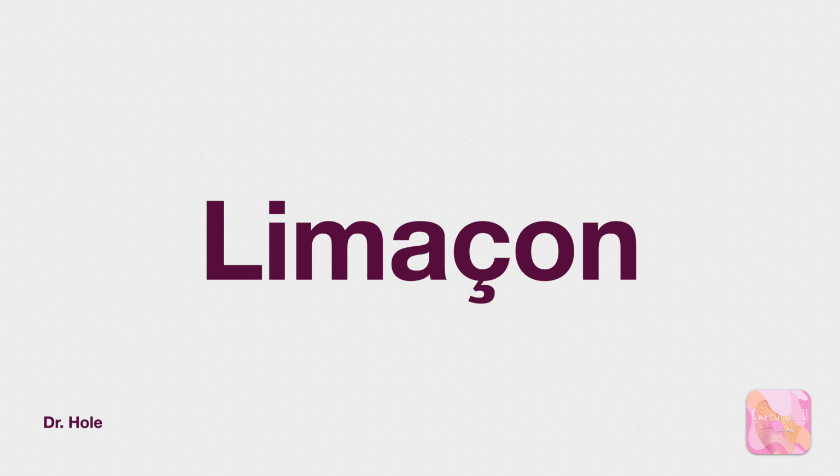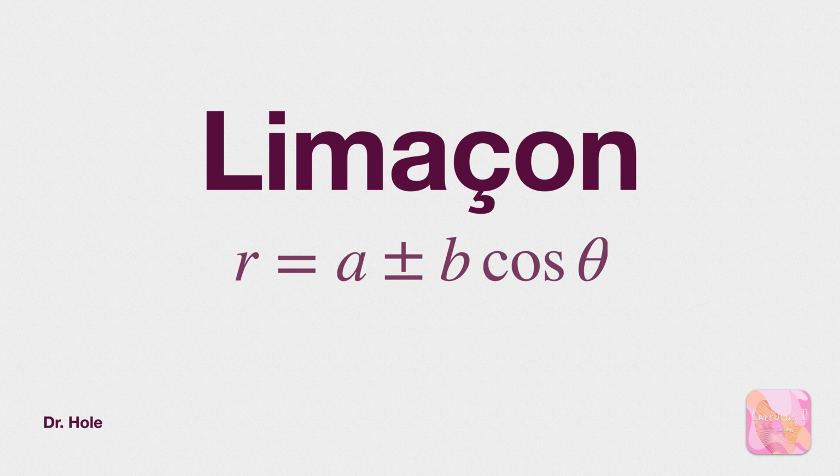All right. So polar curves, a particular type of polar curve is called a limacon. A limacon comes in 2 different flavors. A is a constant, like 1 or 2 or 5 or negative 7. B is likewise a constant. Cosine you recognize as the trig function. Theta, you know, is the independent polar variable. R is the dependent polar variable.